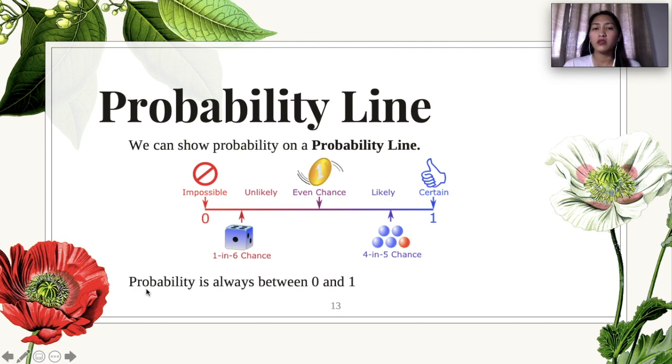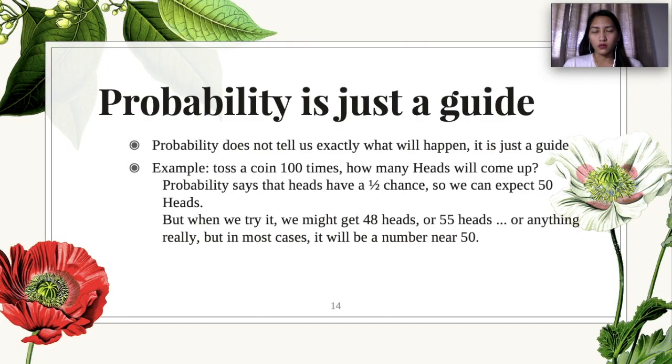So the probability is always between 0 and 1. So probability is just a guide. It does not tell us exactly what will happen.